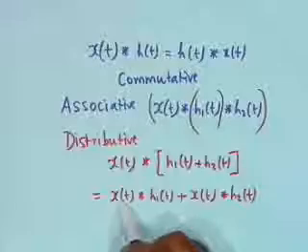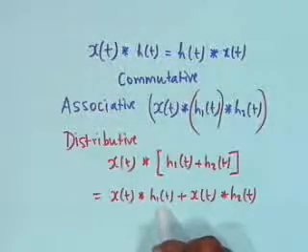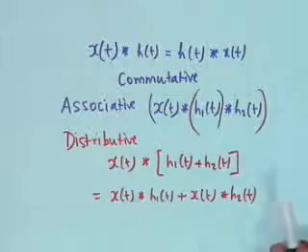Distribution simply means that the two systems or three systems or any number of systems are in parallel, and what you do is you convolve the input with each system and then simply add the individual outputs.